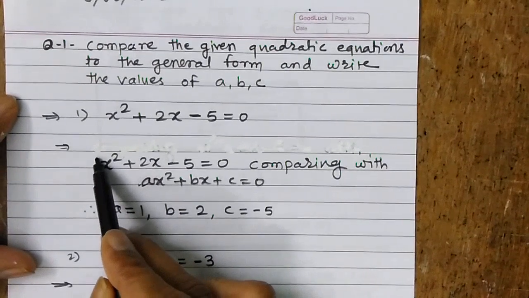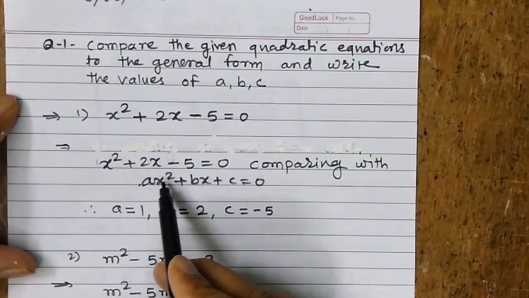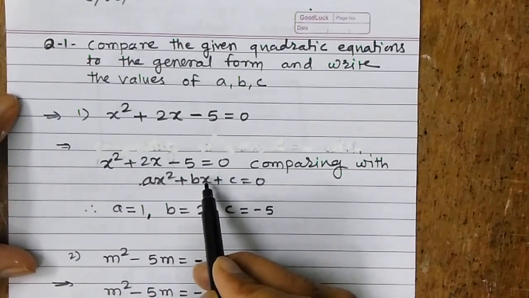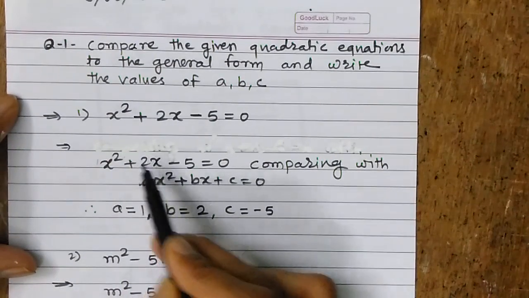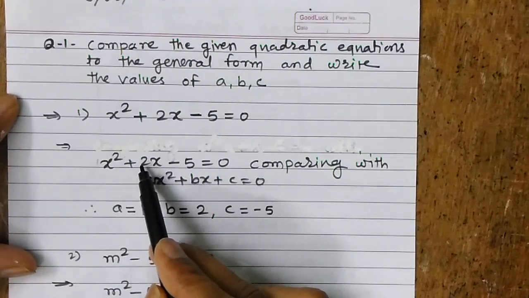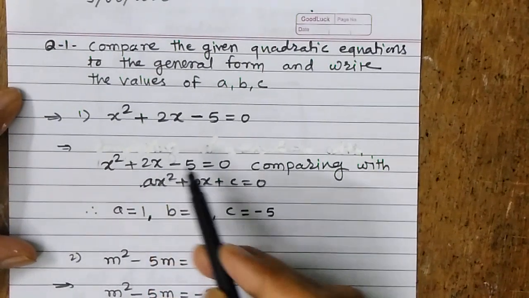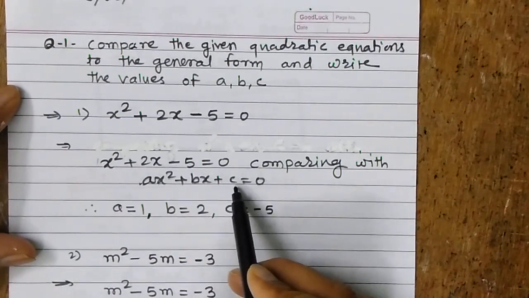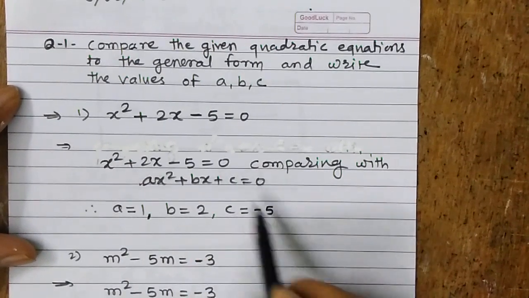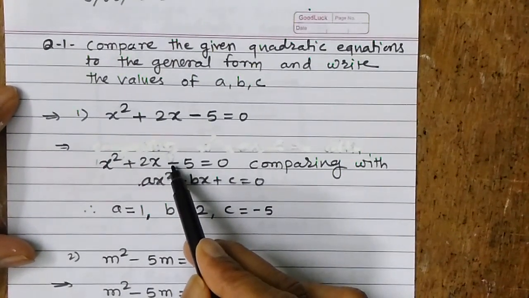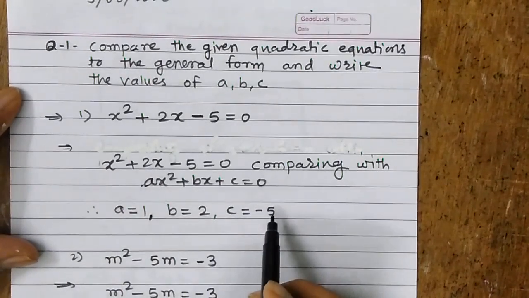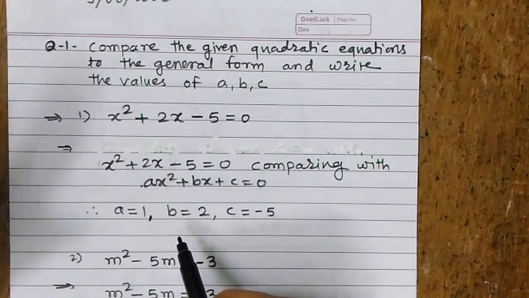The coefficient of x square, that is here, is 1. That's why the value of a is equal to 1. The coefficient of x is plus 2. That's why the value of b is equal to plus 2. Write down the coefficients with their proper sign. Now compare this constant c with this. 5 has its sign, that is minus. That's why the value of c is minus 5. These examples are asked in the examination for 1 mark only.